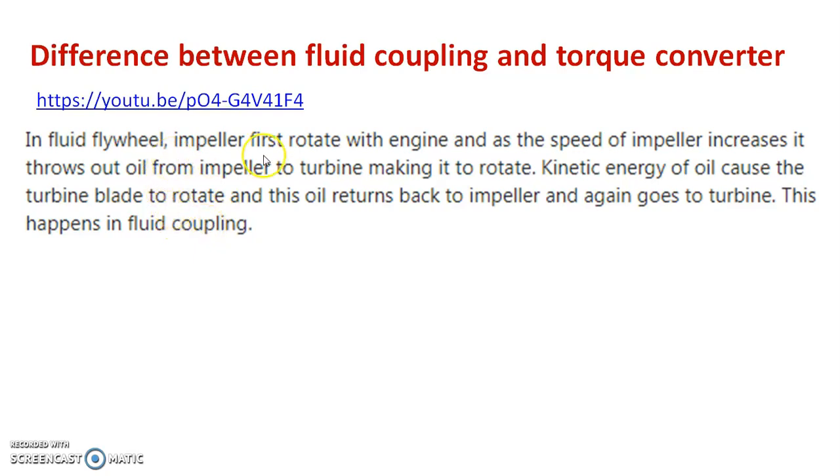What is happening in fluid coupling? In fluid flywheel, the impeller first rotates with the engine, and as the speed of the impeller increases, it throws out oil from the impeller to the turbine, making it rotate. Kinetic energy of oil causes the turbine blade to rotate, and this oil returns back to the impeller and again goes to the turbine. This happens in a fluid coupling.